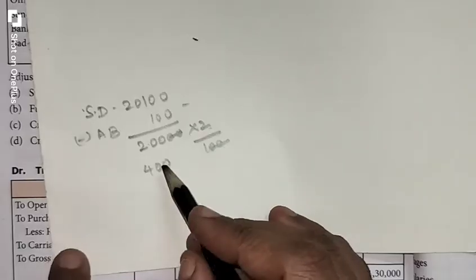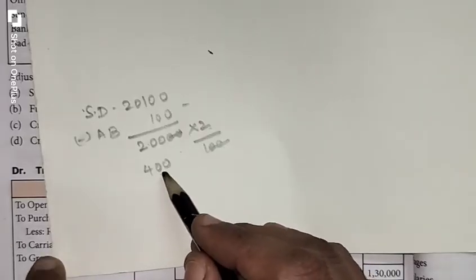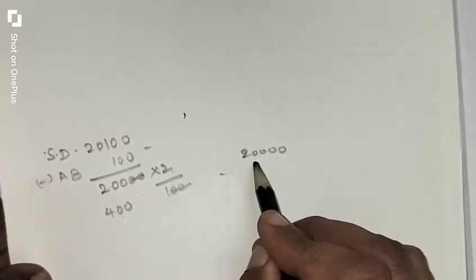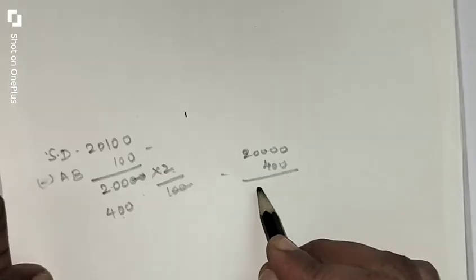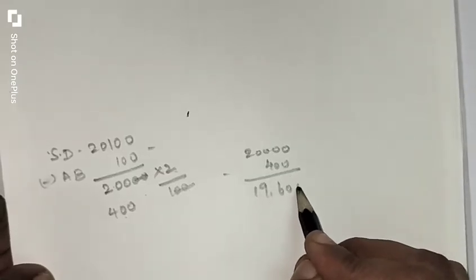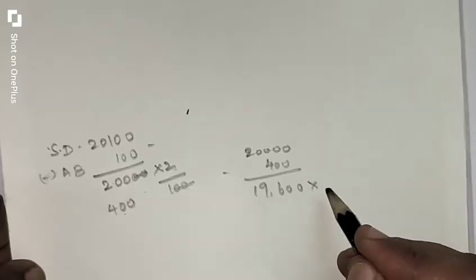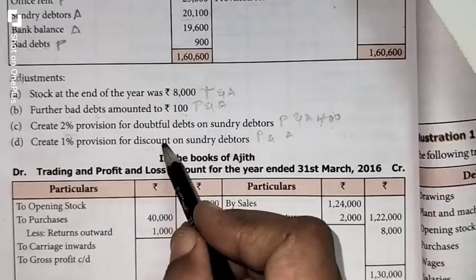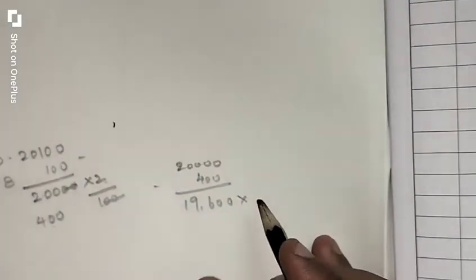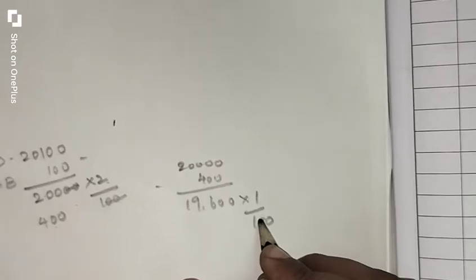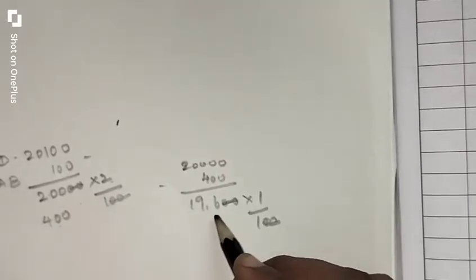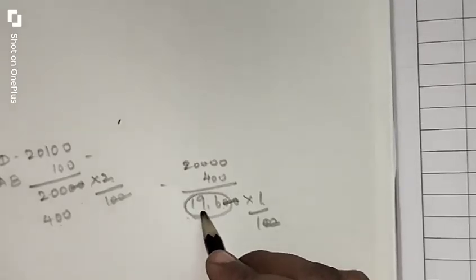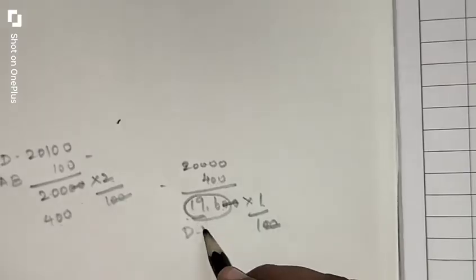Listen, we have to subtract 400 rupees from 20,000 rupees. Okay, we will get 19,600. From that 19,600, we have to find the 1% discount on sundry debtors. So 1% means what? 1 by 100. So this 20 is cancelled against that 20. 1 into 196 means 196. So that 196 is the discount on debtors.